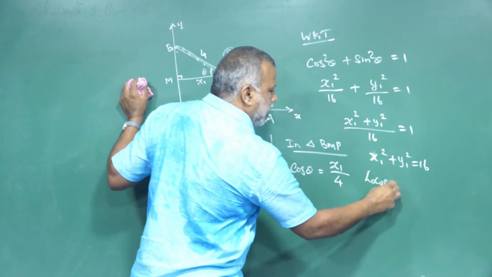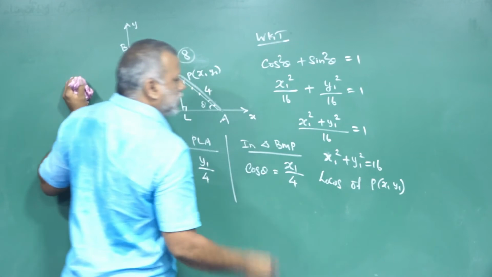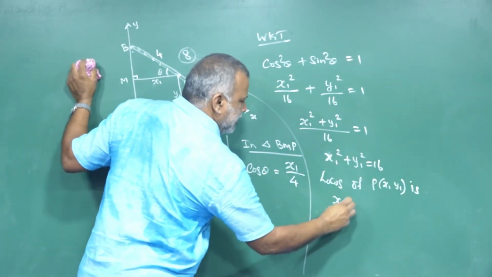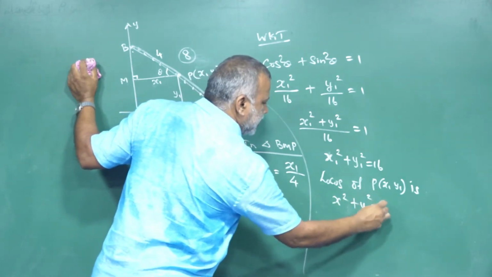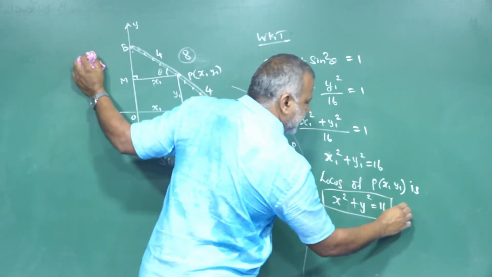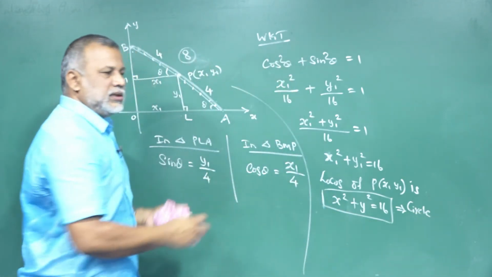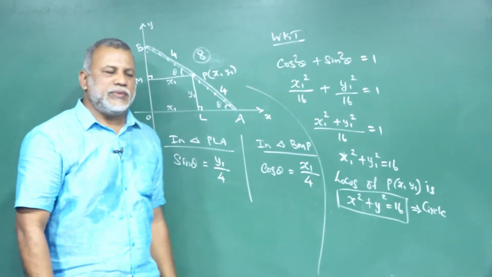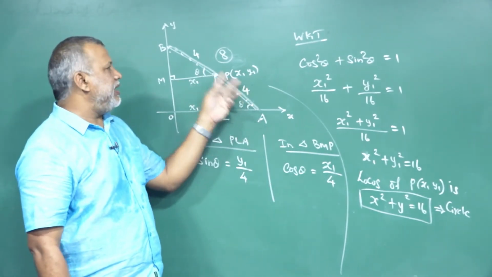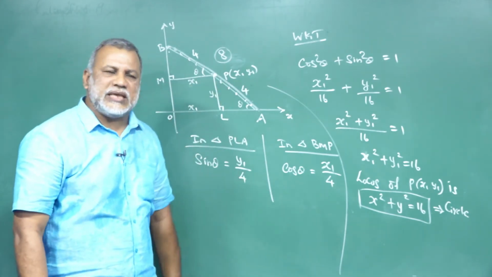Now the locus of P of x1 comma y1 is this equation: x squared plus y squared equal to 16. It represents the equation of the circle. Already we discussed so many examples based on this. So only one difference. In the previous question, A and B are two different data. Here it is 4 and 4. That's all. The concepts are the same.